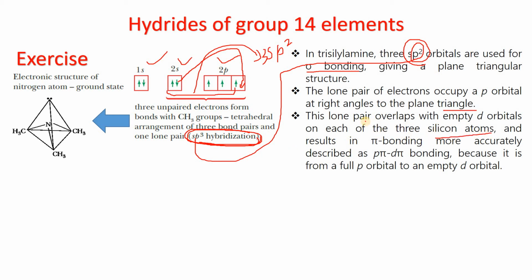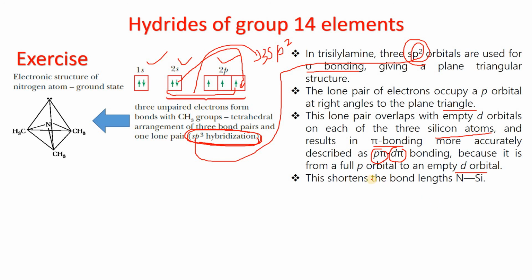So this is a new thing in trisilylamine. There is an empty d orbital in the case of silicon, but in the case of carbon there is no empty d orbital. So the empty d orbital on each of the 3 silicon atoms results in pi bonding, and we can say this is a p pi d pi bond, p pi of nitrogen and d pi of silicon, because it is a full p orbital to an empty d orbital. So the electron transfers from a filled 2p orbital to an empty 3d orbital of the silicon.